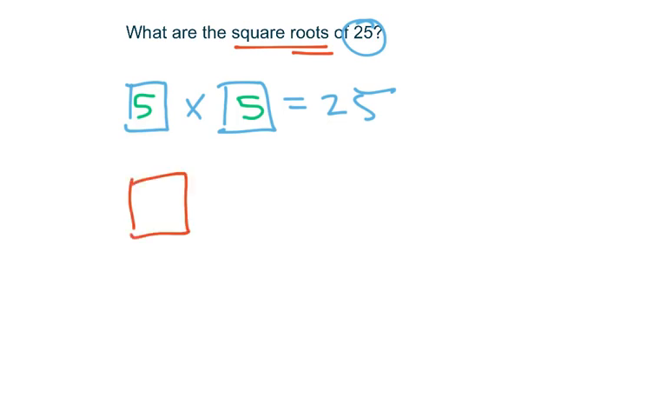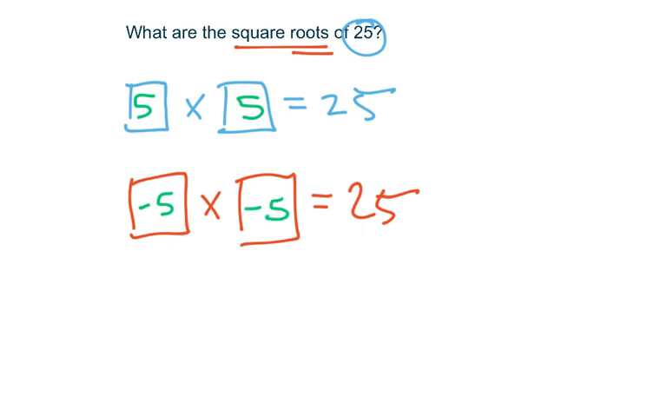Well, think about this. Can you think of another number that I could plug into both of these boxes and still end up 25? Well, hopefully you know enough that you'd have to say, well, -5, and you'd be right. Because negative times negative is like signs, and we know that would end up as positive. So when they write it out like this, and they ask you what are the square roots of 25, you'd actually have to give them 2 answers, -5 and 5.